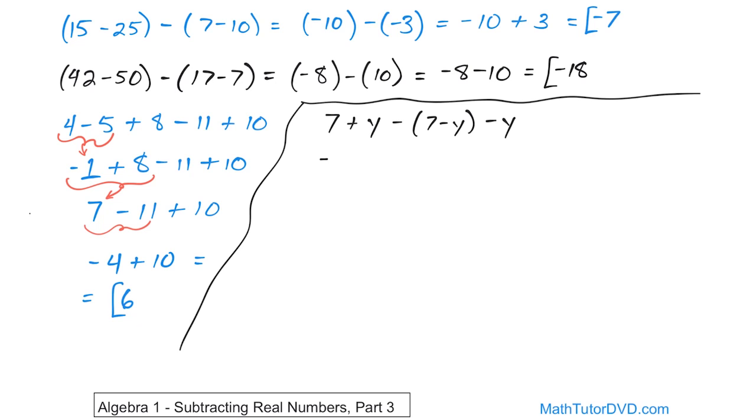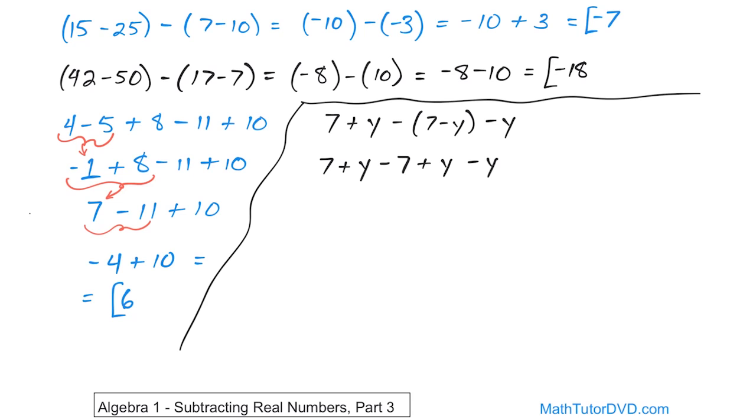So starting from the beginning, we have 7 plus y, and then this negative will apply itself to the 7, giving you negative 7, and then this negative will apply itself to negative y. Negative with a negative right next to it is going to give you positive y. So that takes care of the parentheses, and then this negative y is what's just hanging around at the end of the problem. So now we look at this and see what we have.